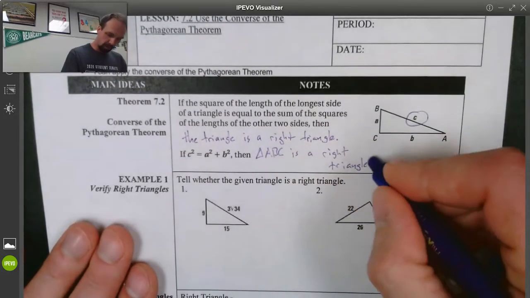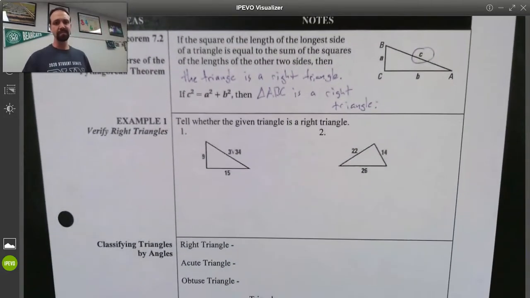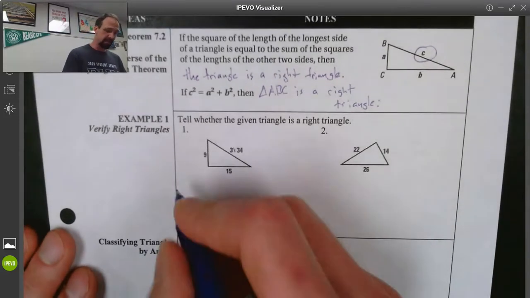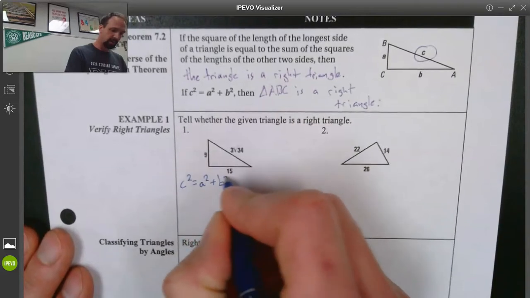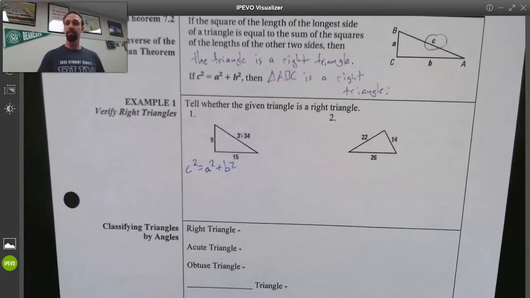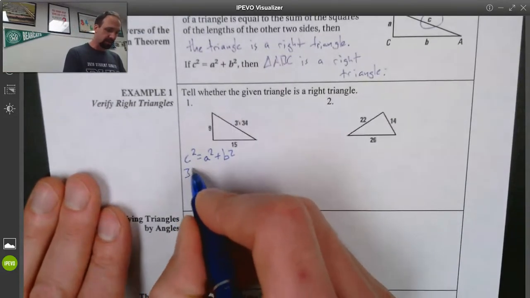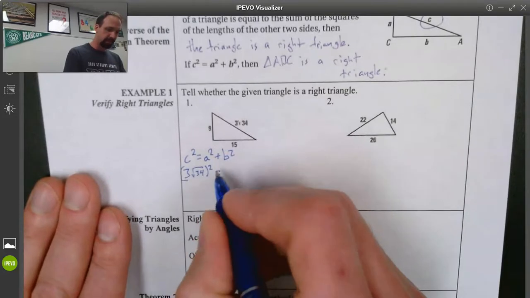I don't know why I put a floating period there. There we go. All right, so example 1, tell whether the given triangle is a right triangle. So here we're going to actually test to see if c squared is equal to a squared plus b squared. And the way we do that is we plug in or substitute those numbers into each of these values in the variable. So this is going to be 3 square root of 34 squared equals.